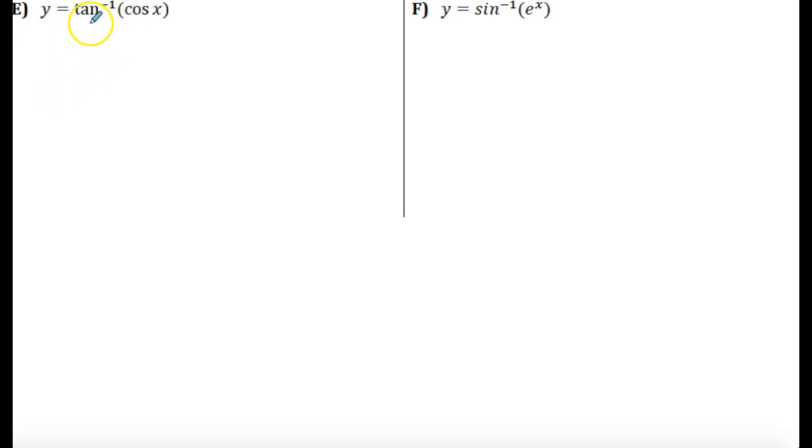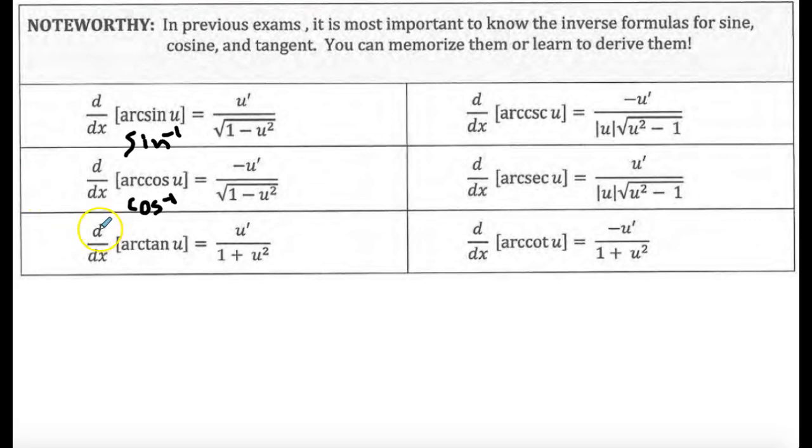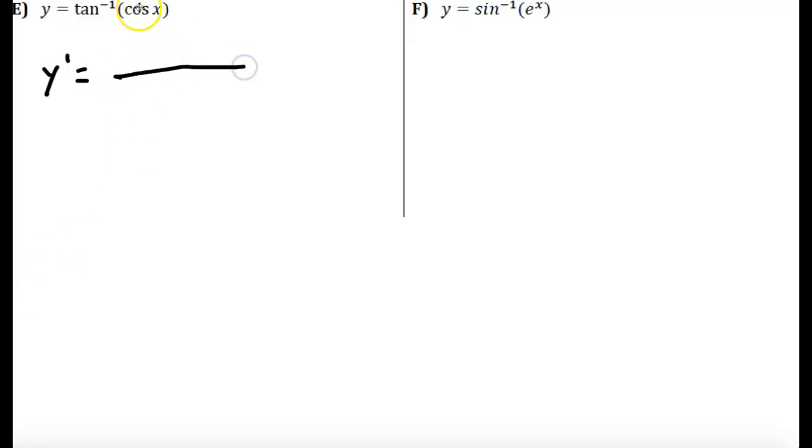All right, here we've got inverse tangent of cosine of x. Again, it doesn't matter what's on the inside here, we're just going to follow our rule. Our rule for inverse tangent is u prime over 1 plus u squared. So u prime, the derivative of the inside, derivative of cosine, is negative sine, so negative sine of x, over 1 plus the inside squared, so 1 plus cosine squared. All right, and that's it.